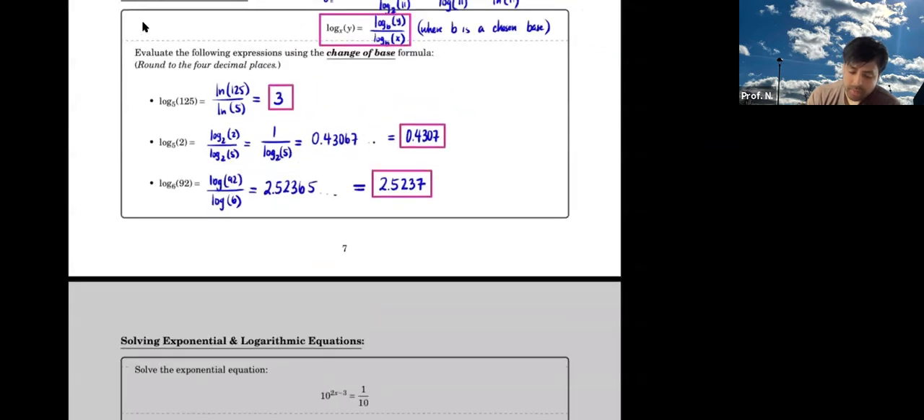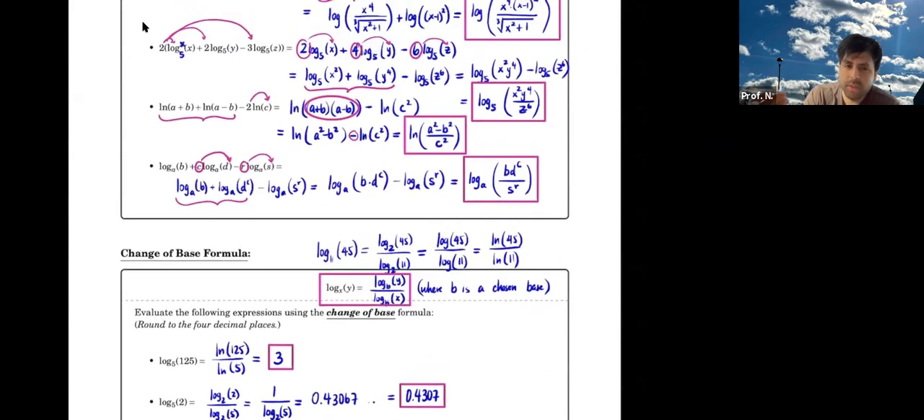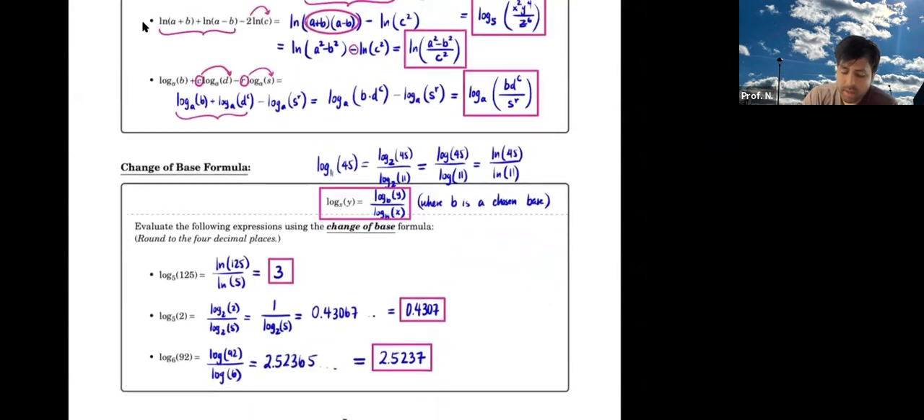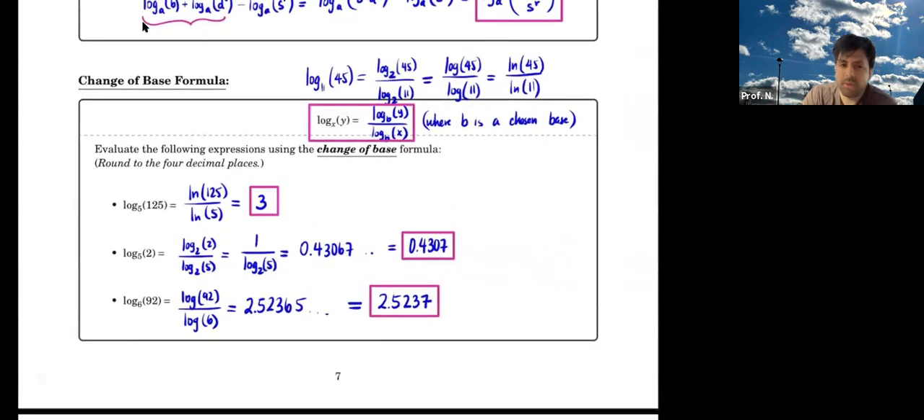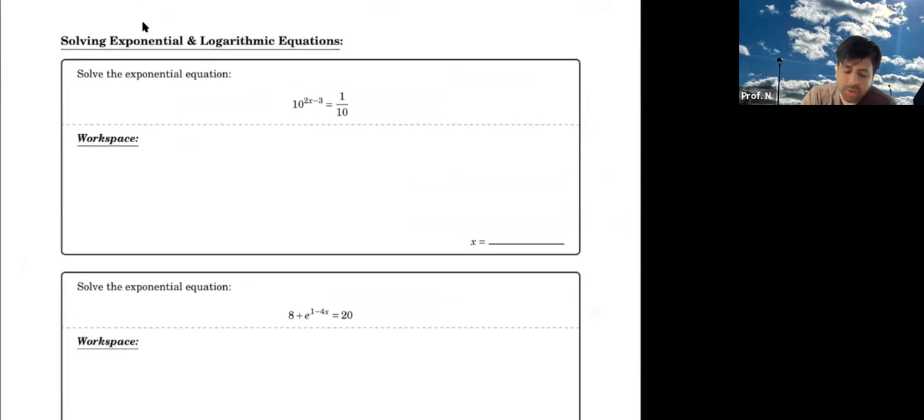All right, so we've talked about combining logarithms into a single logarithm. We talked about expanding them. We talked about this little change of base formula, which is kind of cool, that logs can be changed into different bases. And now we're going to go into solving exponential and logarithmic equations.